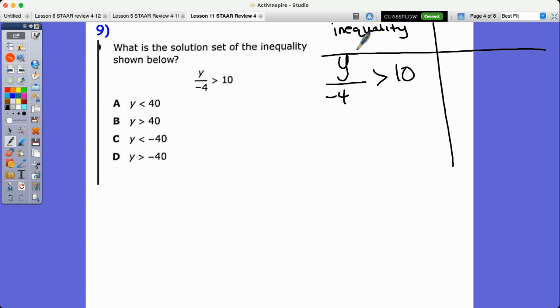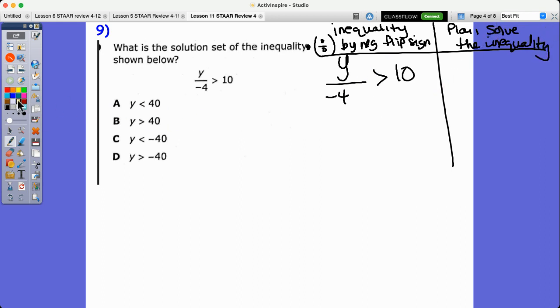Inequalities have no equal sign. The second thing I need to do is remember that when I multiply or divide by a negative, I need to flip the sign. If you do not know that, you're going to get this problem wrong. So my plan is to solve the inequality using our process steps.